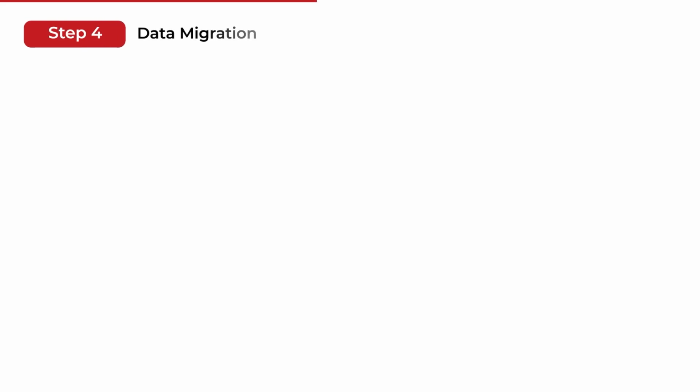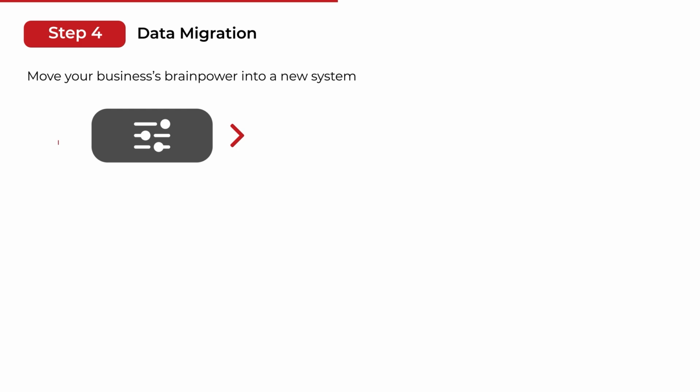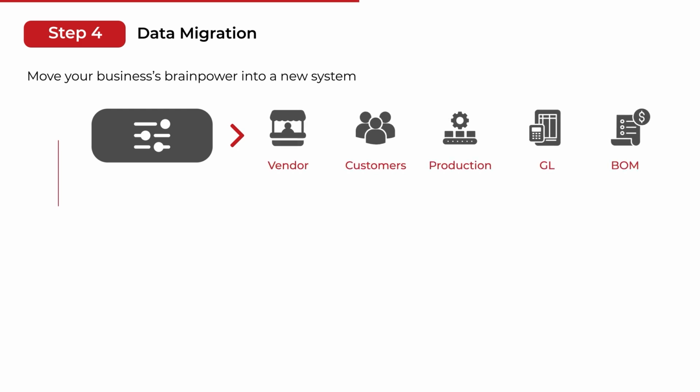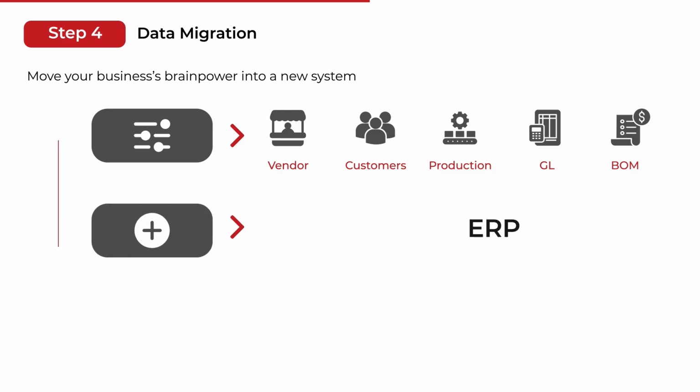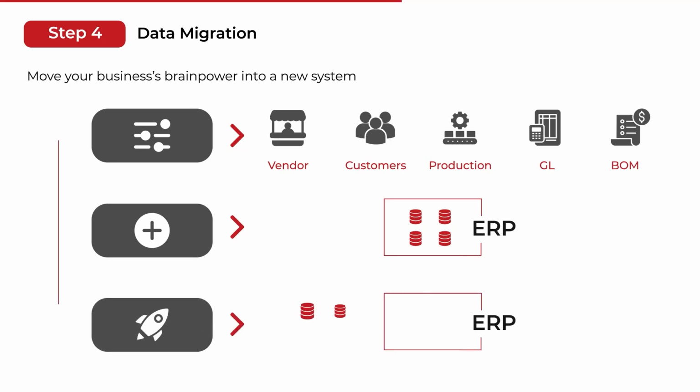Data migration is where you move your business's brainpower into a new system. Once your ERP system is installed, all your business data must be filtered to remove any incorrect or redundant entries. After filtering, the data will be added to or moved to the new ERP system. Before going live, your active transactional data or data activity is converted or moved to the new ERP software.